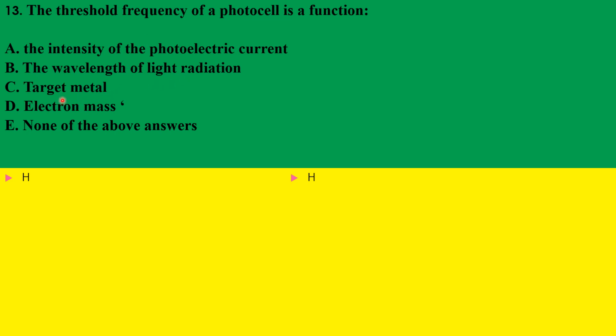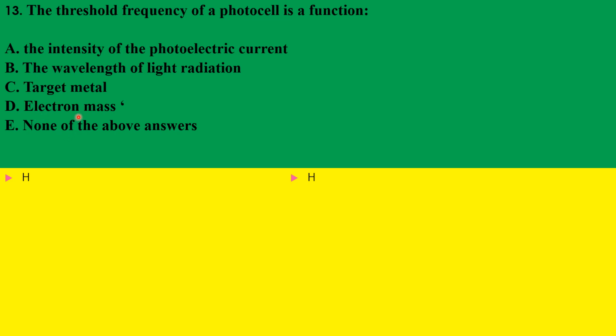Yes, because the threshold frequency varies from one metal to another, right? It's basically a measure of the surface potential energy that the material has: how much surface potential we need to overcome in order to get photoelectric emission. So that's a measure of the surface potential of the material. It varies from one metal to another. So C is actually the right answer.